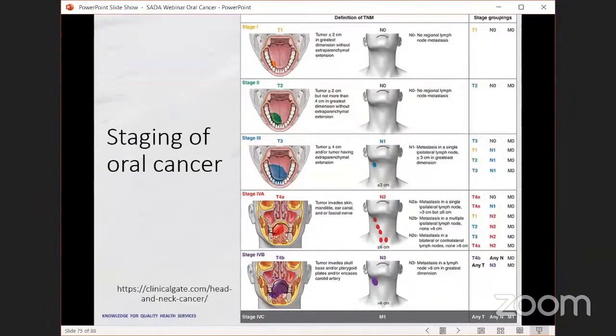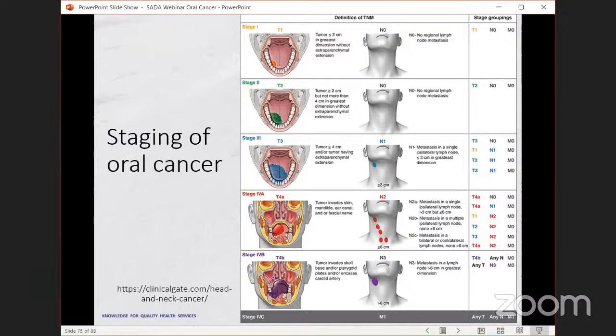So stage 1, the tumor is 2 centimeters or smaller, and the depth of invasion is 5 millimeters or less, and the cancer has not spread to lymph nodes. In stage 2, it's still 2 centimeters or smaller, and the depth of invasion is a little bit more, between 5 and 10 millimeters. Or the tumor may be larger than 2 centimeters, but not larger than 4 centimeters. The depth of invasion is still 10 millimeters or less. The cancer has also not spread to lymph nodes or other parts of the body.